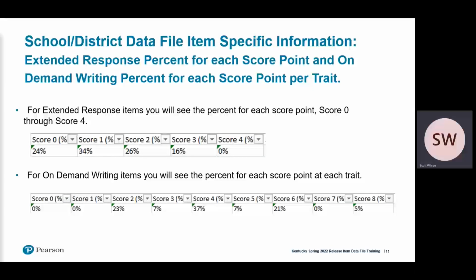For on-demand writing, you will see the percent for each score point at each trait. Again, remember that the on-demand writing responses are evaluated on the traits. So again, we talked about this earlier. There are multiple traits, I believe 5 for grade 5 and 6 for grades 8 and 11. And each trait will show the percent at each score point.